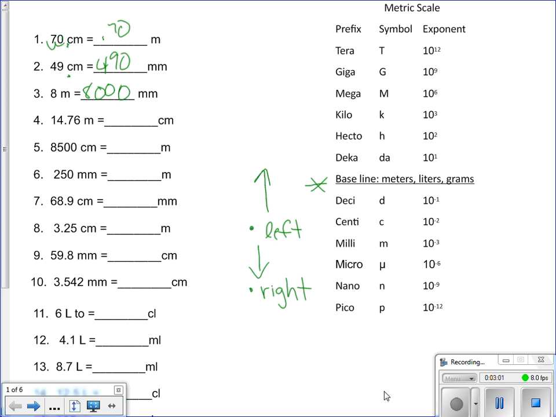All right, number 4, 14.76 meters to centimeters. So we're going from meters, which is the baseline, 2 steps down to centi. If we're going down the scale, we move our decimal to the right. So 14.76, move it to the right, becomes 1476.